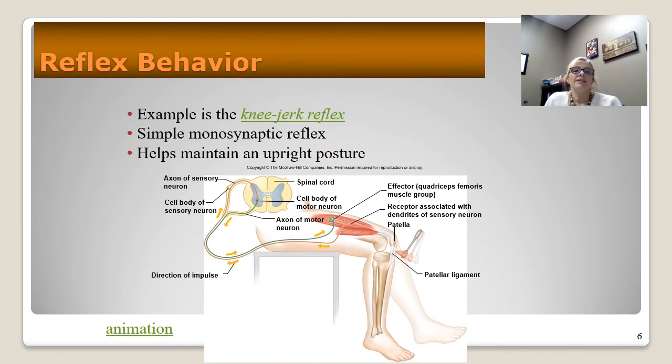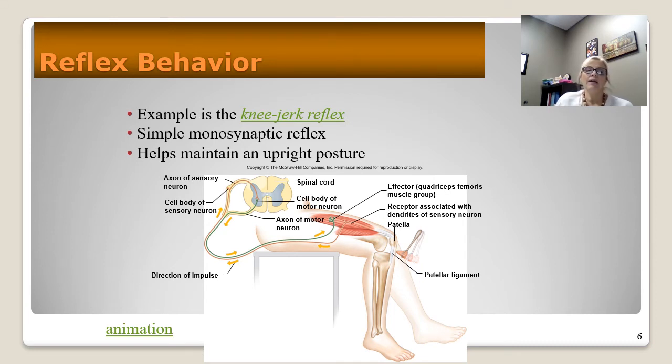All right, so here is that knee-jerk reflex. This is also called the patellar reflex. This is our example for a simple reflex. This only has two neurons. So if you only have two, you've got to have sensory and then you've got to have motor. Sensory to receive the information, motor to carry out the action.